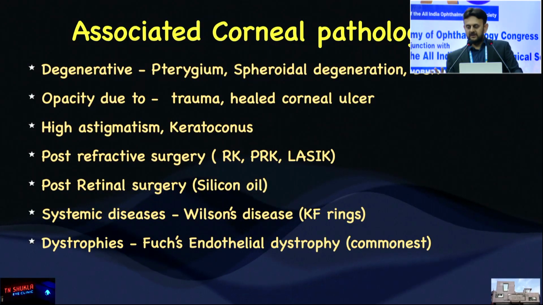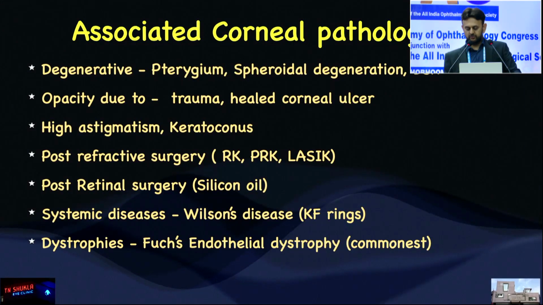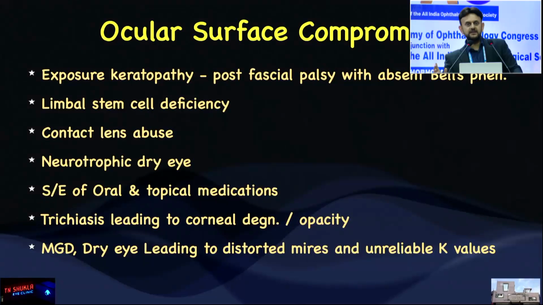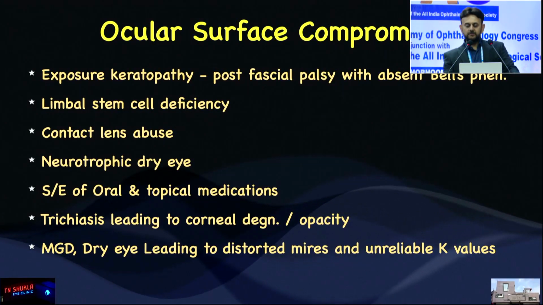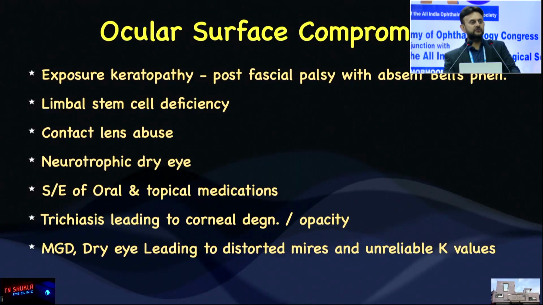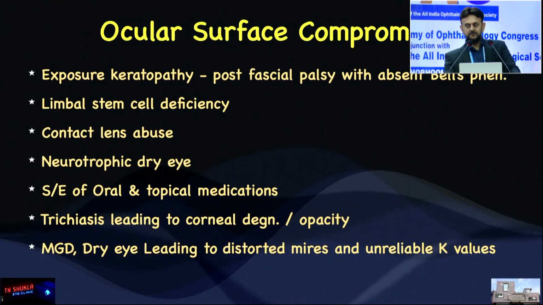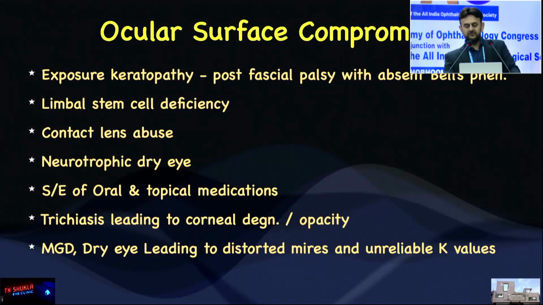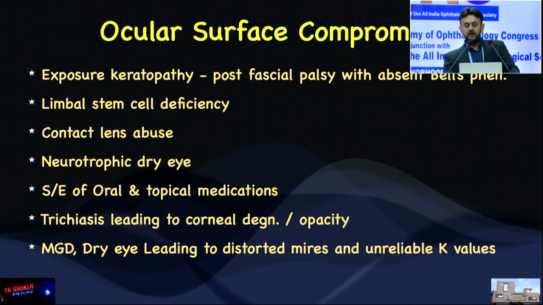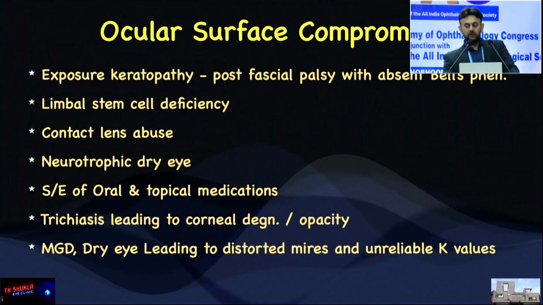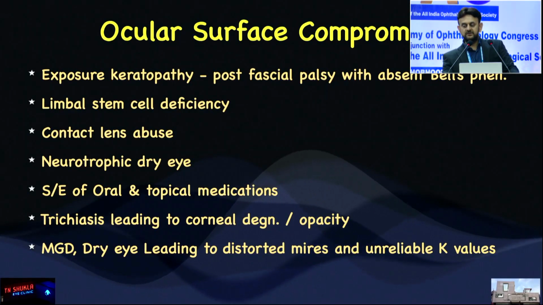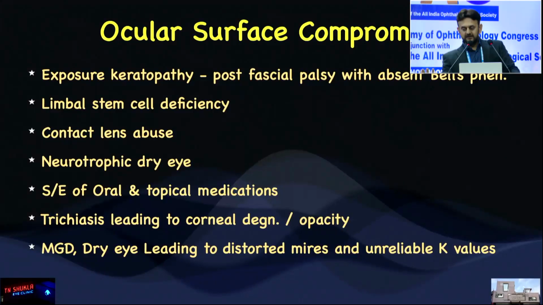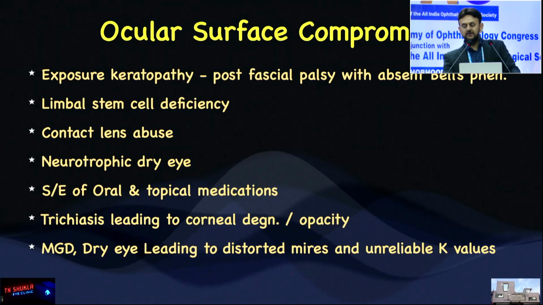But I would just shift our interest to Fuchs endothelial dystrophy. These are the commonest. And then the second thing, which is ocular surface compromise. So there is a very fine line dividing this. It could be exposure keratopathy, post-facial nerve palsy with absent Bell's phenomenon. You can have limbal stem cell deficiency, contact lens abuse, neurotrophic dry eye, side effects of ocular and topical medications, or trichiasis, leading to any corneal degeneration or opacity. And finally, MGD and dry eye leading to distorted mires with unreliable K values.